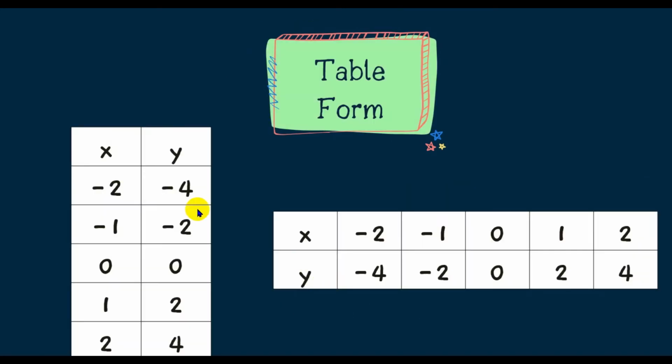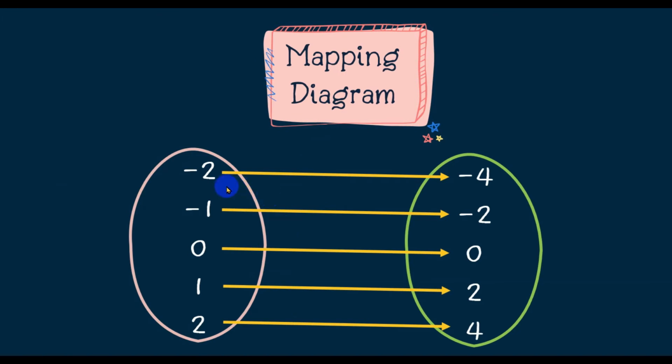Next, we have the table form. Again, we have columns and rows. We can use a vertical table or horizontal table as long as identified natin kung alin ang x elements at y elements. Then, another is mapping diagram. And again, same lang po yung ating elements, -2, -1, 0, 1, and 2, paired with our elements in y, we have -4, -2, 0, 2, and 4. And as you can see, 1:1 sila.